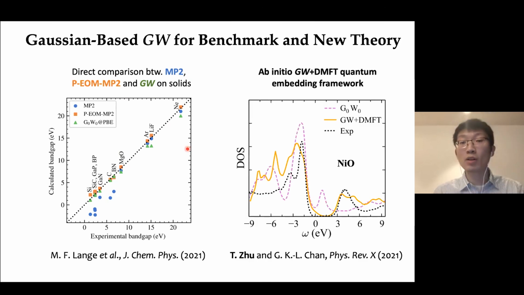And for our own purpose, we have used this Gaussian-based GW method in our recent ab initio quantum embedding framework, where we're trying to combine our GW method with dynamical mean field theory to describe the strongly correlated materials.